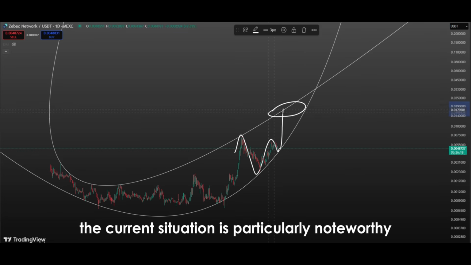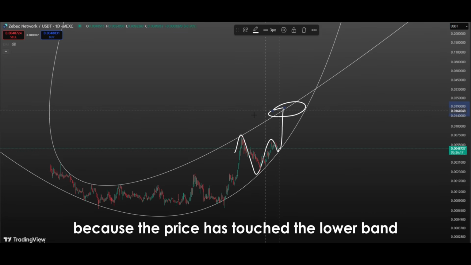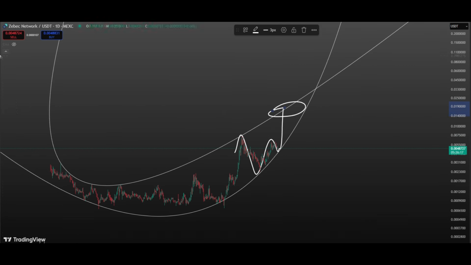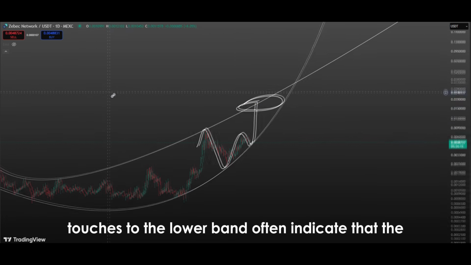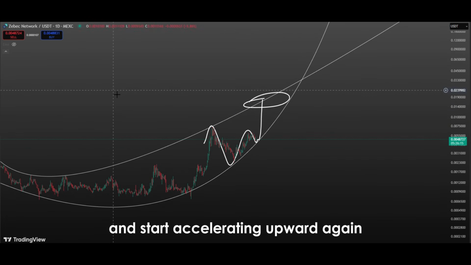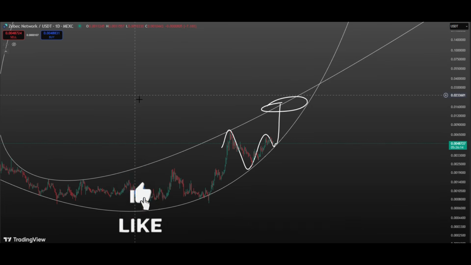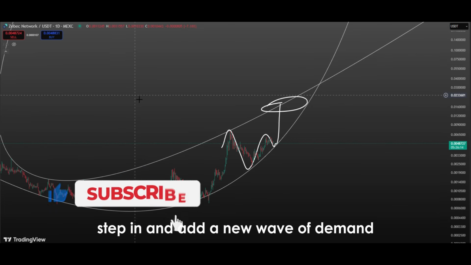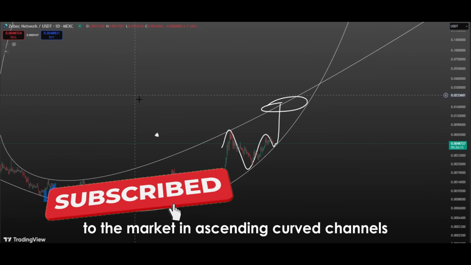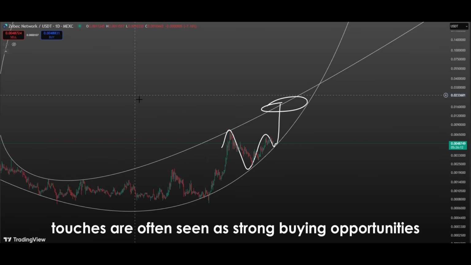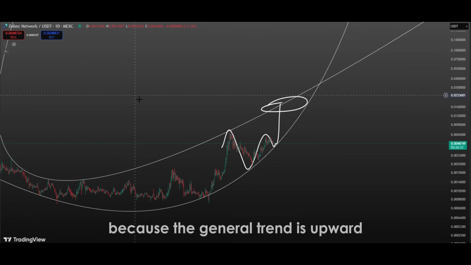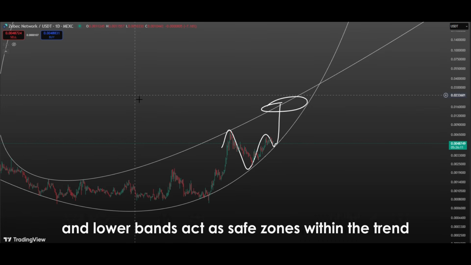The current situation is particularly noteworthy because the price has touched the lower band. This touch is quite significant in terms of technical analysis. Touches to the lower band often indicate that the price may change direction and start accelerating upward again. This is the point where buyers step in and add a new wave of demand to the market. In ascending curved channels, such lower band touches are often seen as strong buying opportunities because the general trend is upward and lower bands act as safe zones within the trend.